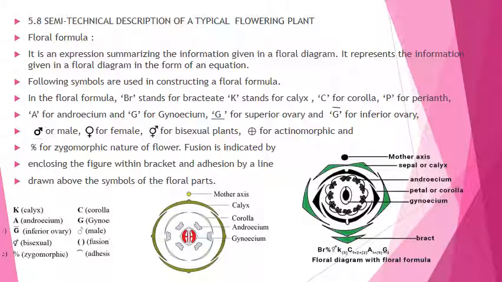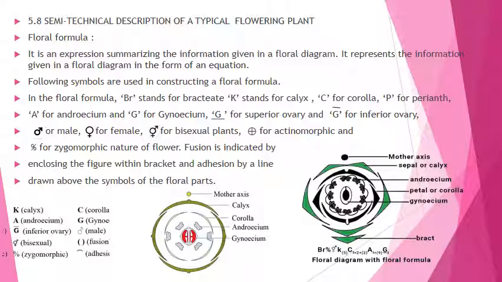What do all these express? They express different parts of the flower. So we are now discussing all these symbols. They are symbolically described. By just looking at this floral formula, we can have the picture of the flower in our mind very clearly, how all these parts are arranged in a flower. First one, Br stands for bracteate.